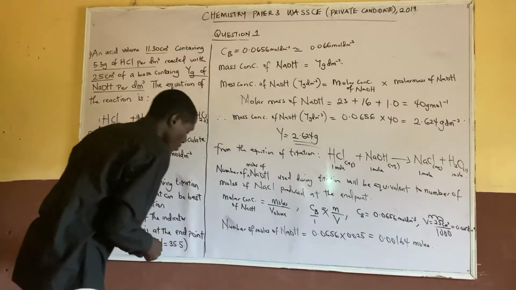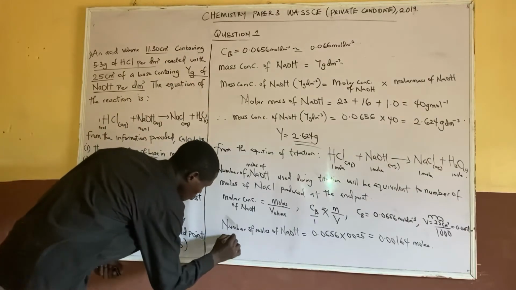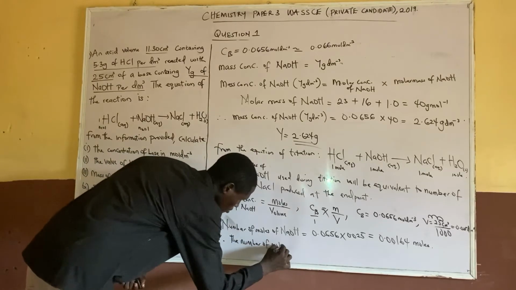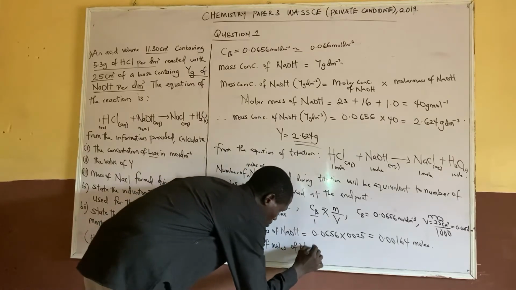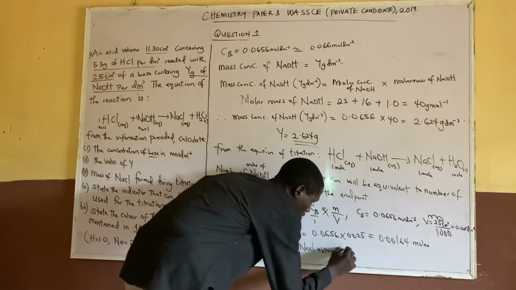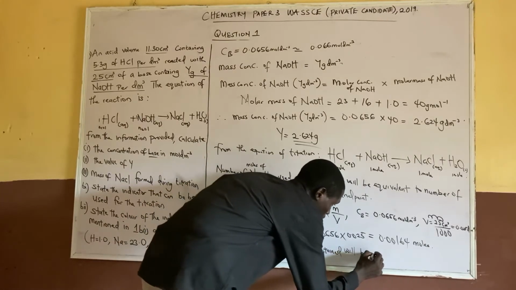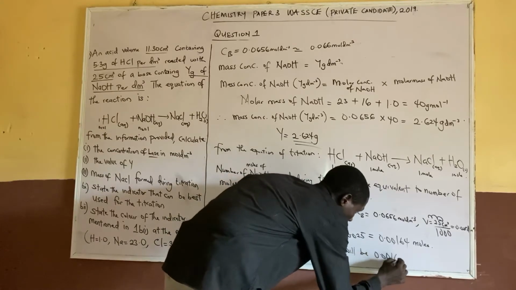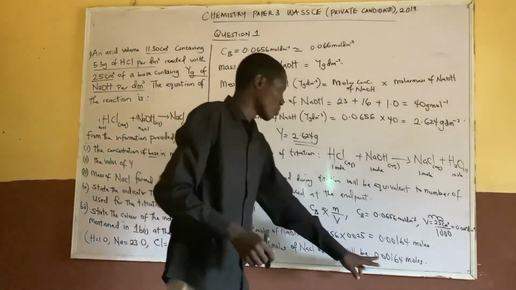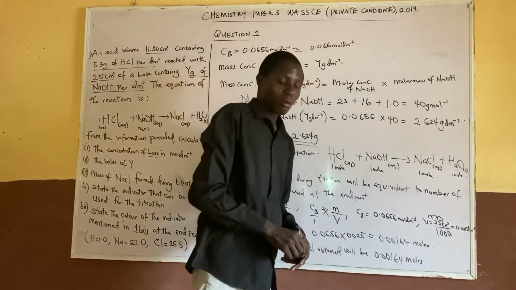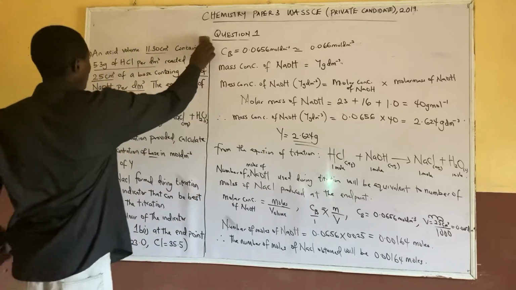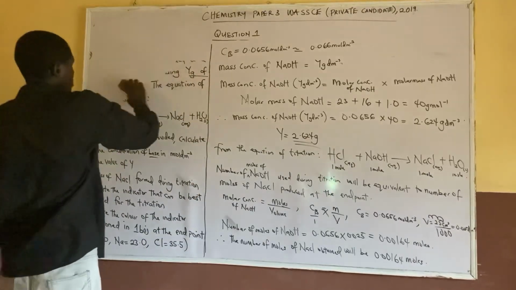So it means therefore the number of moles of sodium chloride obtained will be 0.0164 moles. So we can easily calculate the mass from the number of moles. How do we go about that? Let's just clean this since we're almost done.